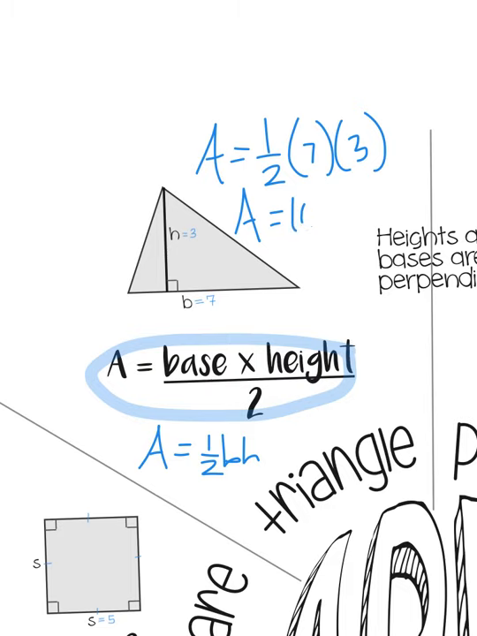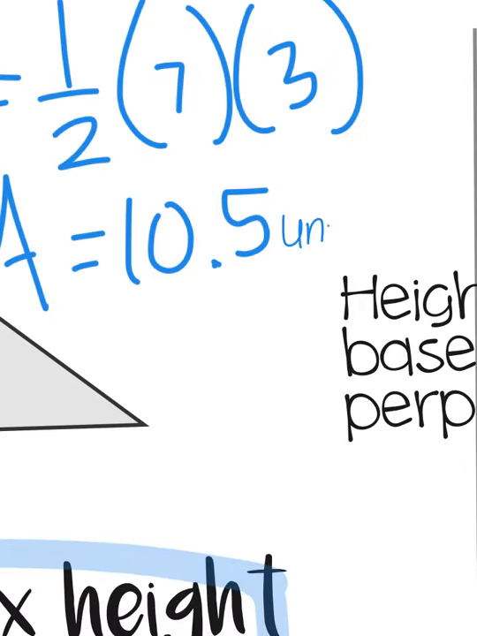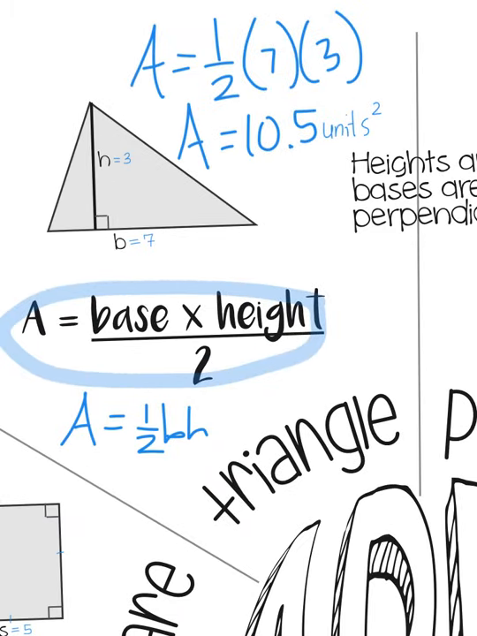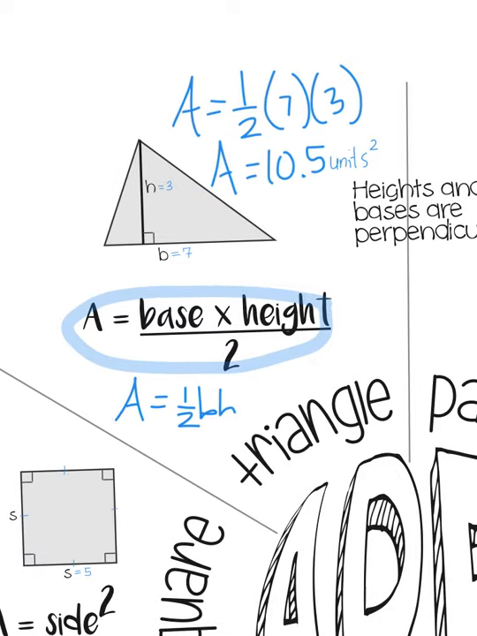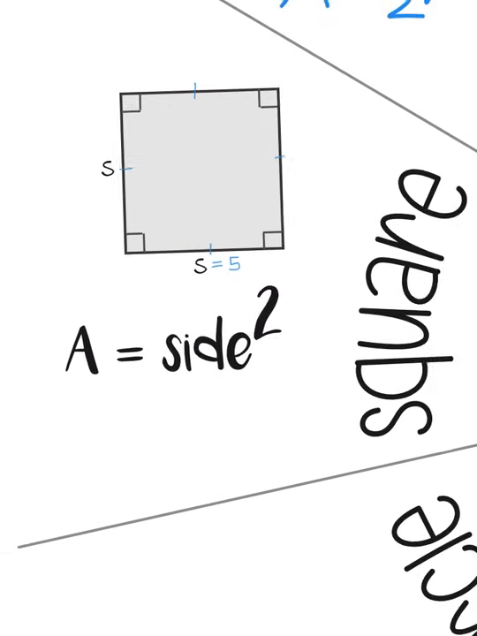So 10.5, and we're going to write this as units squared because we don't have any units. Okay, so that's it for the triangle. We're going to go this way.